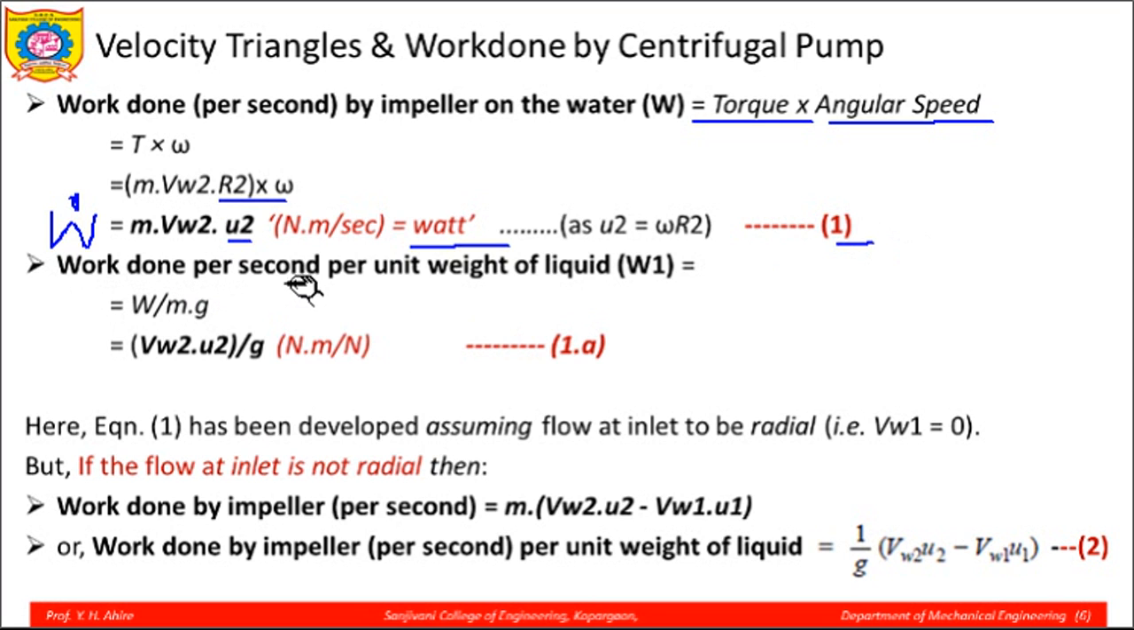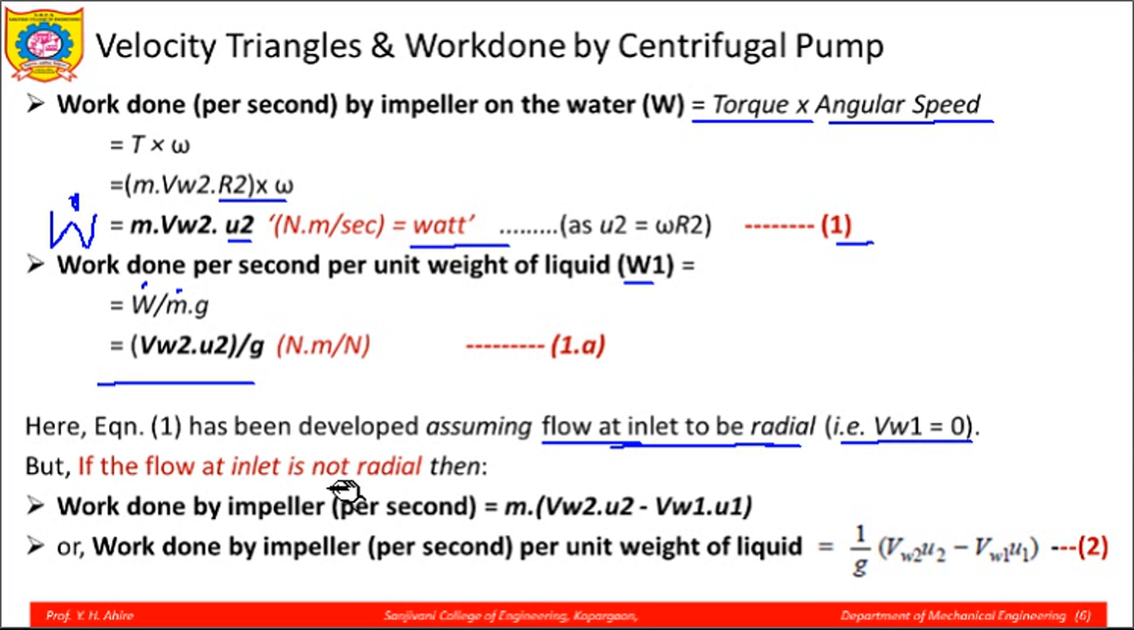Thus we write the work done per second per unit weight of the liquid as W1 equal to work done per second W dot divided by the weight of the liquid per second, which is m dot into g, right? m dot cancels out. The formula is VW2 U2 upon g. Unit is Newton meter per Newton. Okay. Here equation number 1 has been developed assuming that the flow at inlet is purely radial. So the assumption is VW1 is equal to 0.